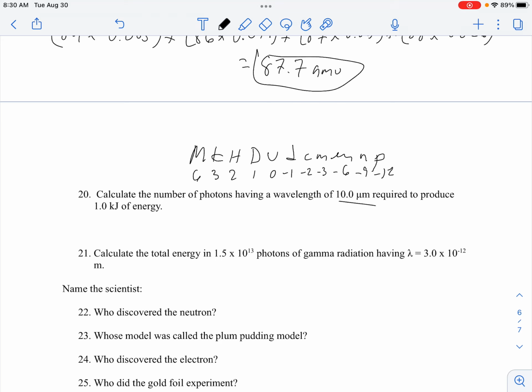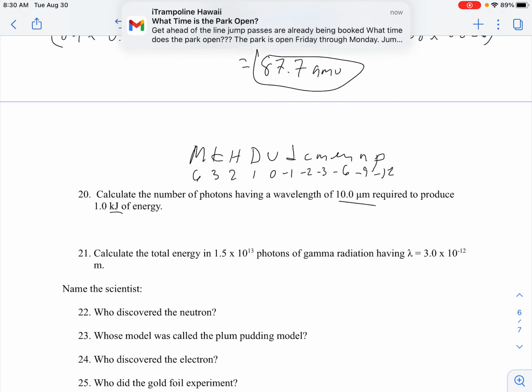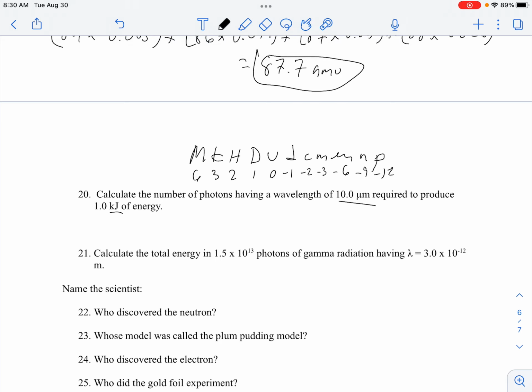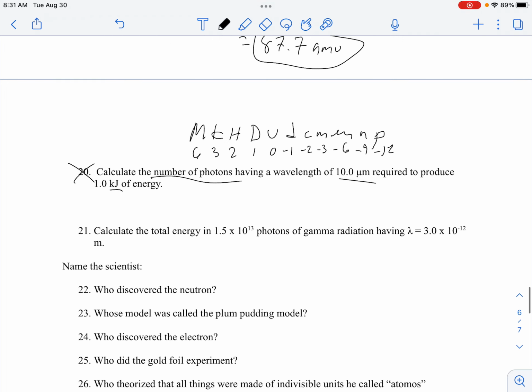You won't see this on your tests. This is an AP Chem problem because notice also kilojoules. So I'm trying to find the wavelength of light. Actually, wait, number of photons. So actually, I don't know why this problem is in here. We didn't even cover number of photons. Maybe you'll cover that in AP Physics. Don't worry about number 20.